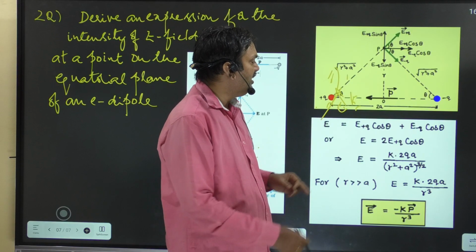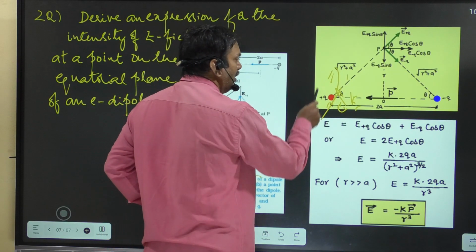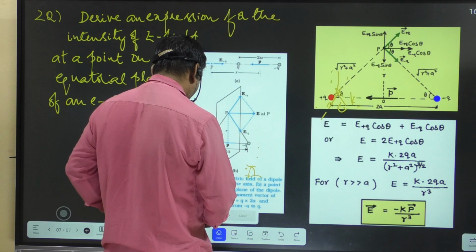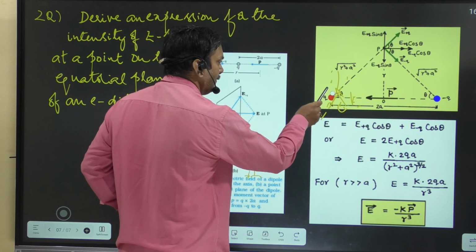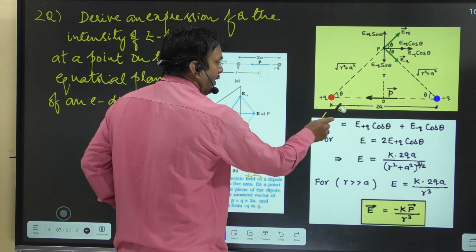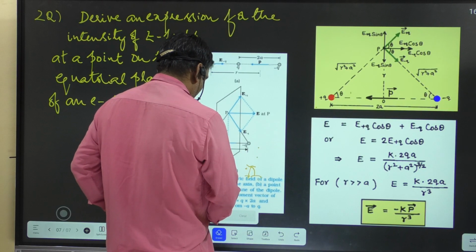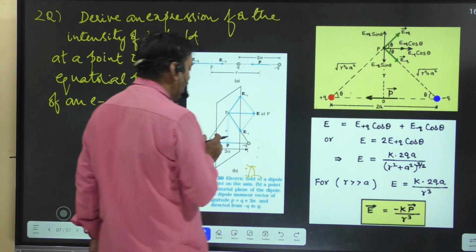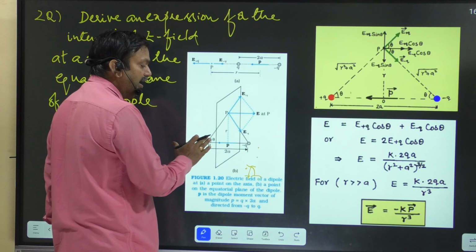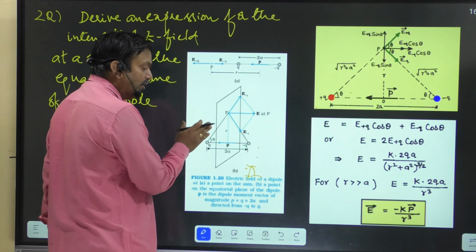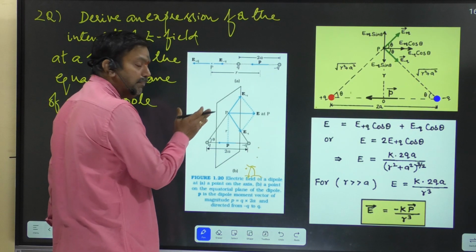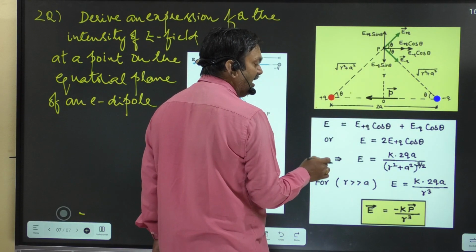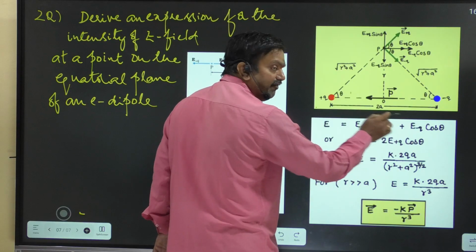Now if you observe cos theta carefully, see, this is the angle. The equatorial plane is oriented at an angle theta, so the angle between the axis of the dipole and the equatorial plane is this theta. As you see, this is the theta, right? So cos theta, because we are going to get a value of cos theta here.